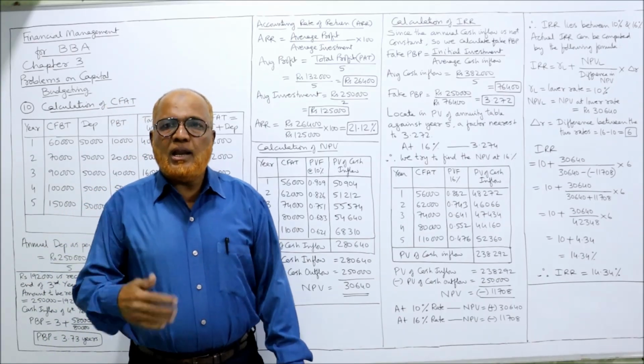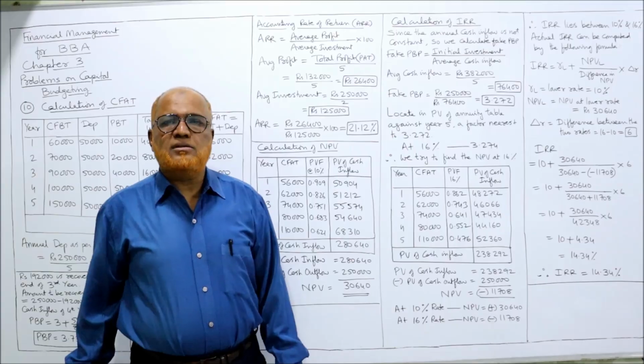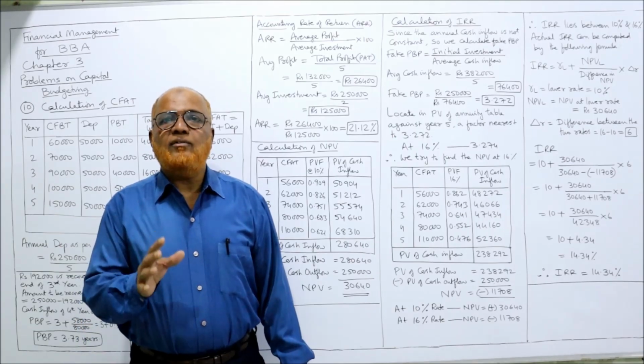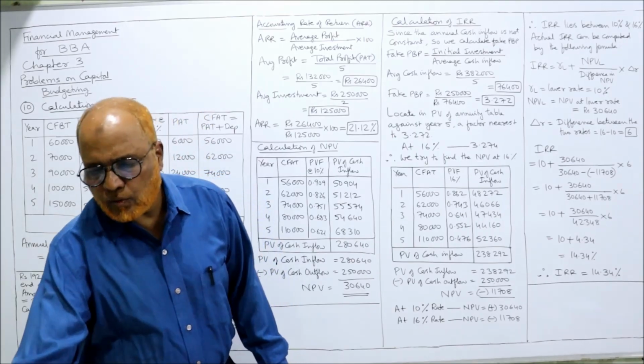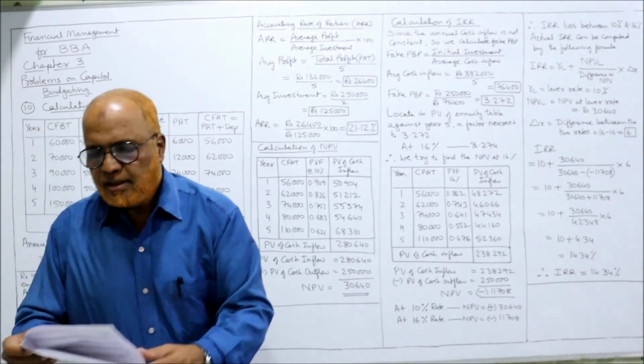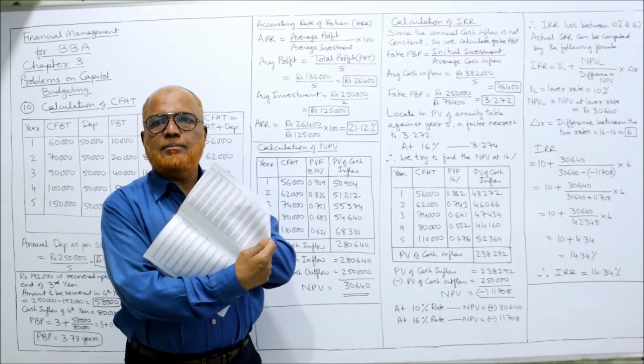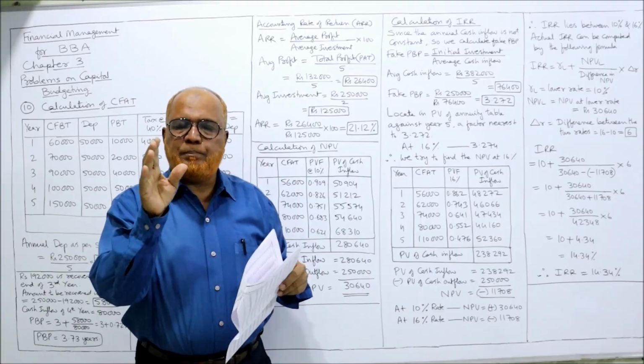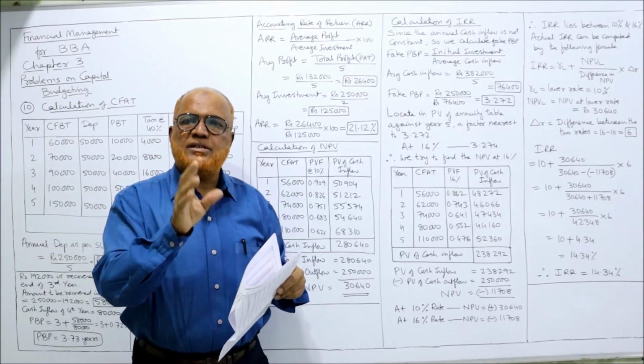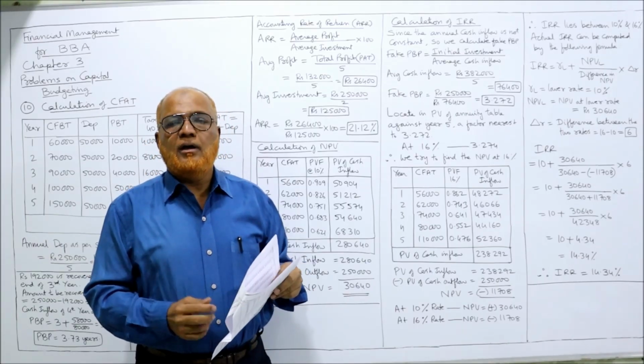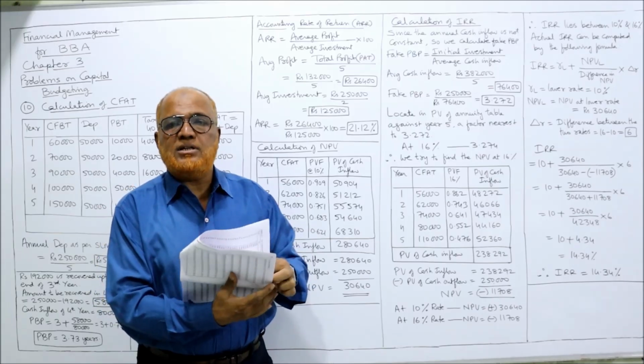3.272. Now the next step is the PV of annuity table. Again you have to refer to the table. This is the PV of annuity. Two tables are there: present value of rupee 1 and present value of annuity. Now you have to refer to the annuity table.